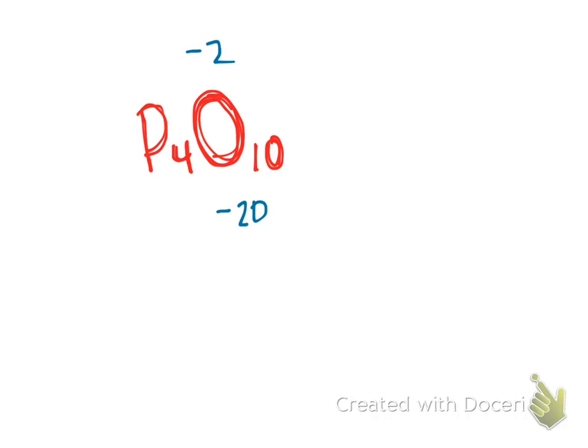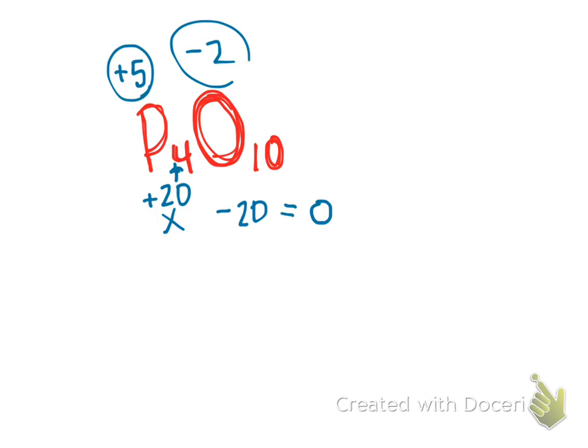Does this overall compound have a charge? No, which means my totals need to add up to 0. So this total X right here needs to be what? Plus 20. Okay, and I have 4 phosphorus that need to split that plus 20. So each phosphorus has a plus 5 oxidation number. Okay, that's all there is to it.